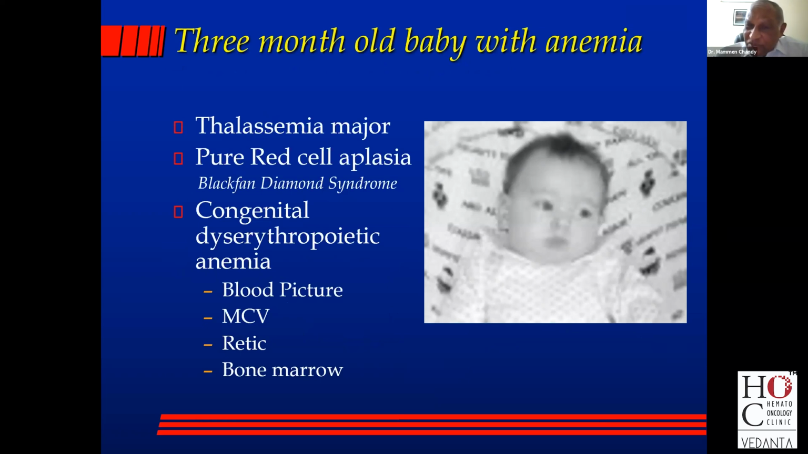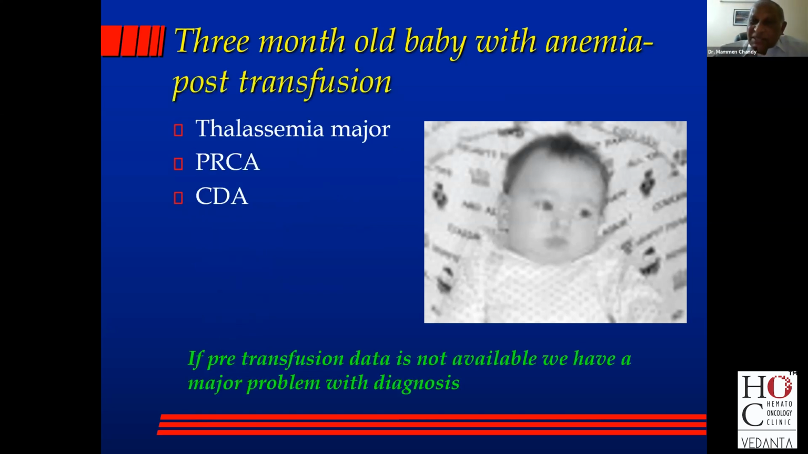Now, suppose you've got a 4-month-old baby with anemia. The most important diagnosis would be thalassemia major, red cell aplasia, or a congenital dyserythropoietic anemia. These are the 3 differential diagnoses in a 3-4-month-old baby, apart from iron deficiency, which generally manifests a little later because the baby is a parasite and has taken enough iron from the mother to last the baby for 6 months at least, right? The problem comes when you have a 6-month-old baby who's received transfusion.